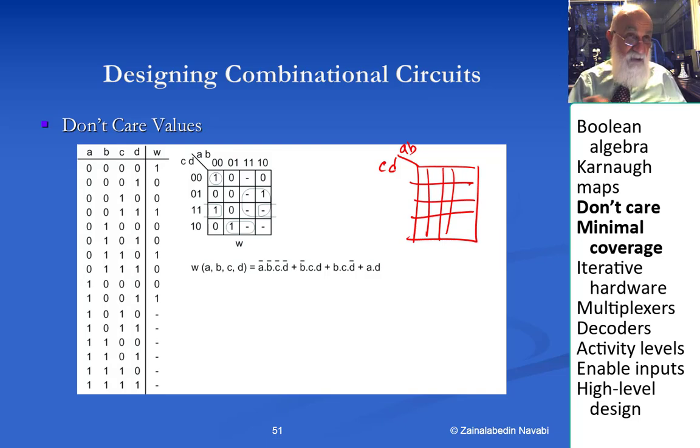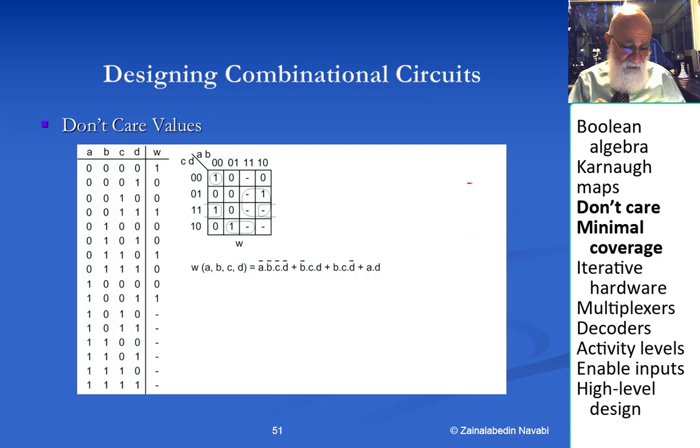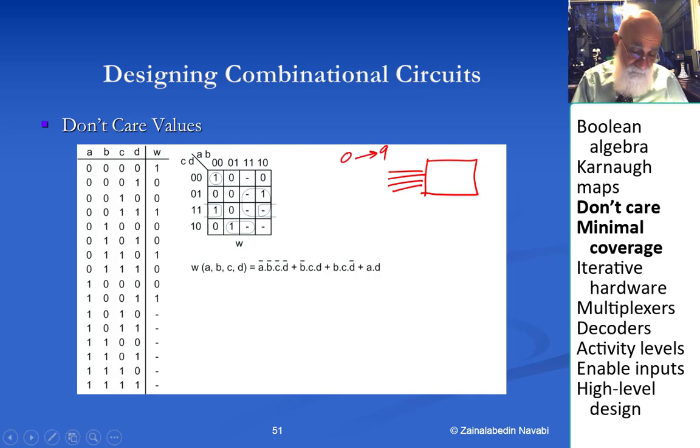This function has a 1 in position 0, 0, 0, 0, has a 1 in position 0, 0, 1, 1, has a 1 in position 0, 1, 1, 0, has a 1 in position 1, 0, 0, 1, and then don't cares elsewhere. Actually, this is a circuit that says this. The input is a BCD number. BCD means 0 to 9. A, B, C, D.